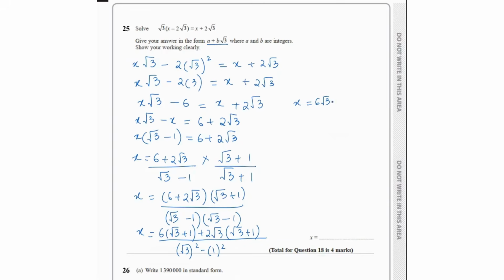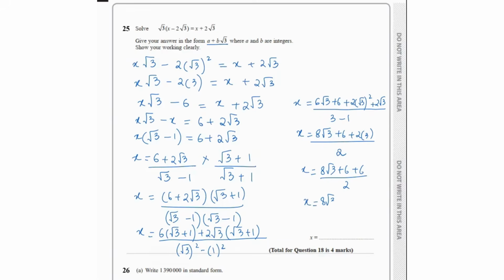So that's 6 root 3 plus 6 plus 2 root 3 squared plus 2 root 3. Square of root 3 is 3. 1 square is 1. Collect the like terms. 8 root 3 plus 6 plus 2 times 3 again. This is 2. 8 root 3 plus 12 over 2. Divide them by 2, and that's 4 root 3 plus 6. That is your value of x. So in the same question, we're expanding brackets and rationalizing the surd.